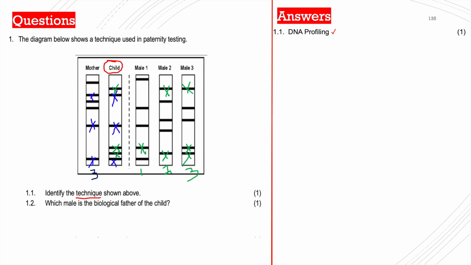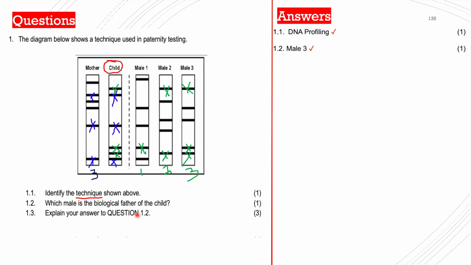Now for question number 1, identify the technique shown above. Okay, guys, the technique or the method shown above. So the technique is a DNA profile. Okay? DNA profiling. The technique is DNA profiling. Okay? Which male is the biological father? This is easy. We've already determined that. The biological father is male 3.